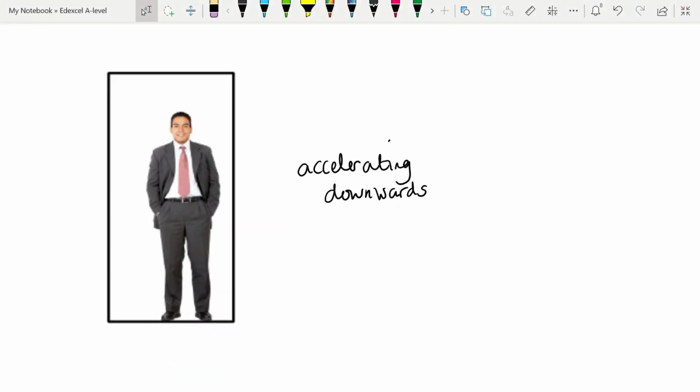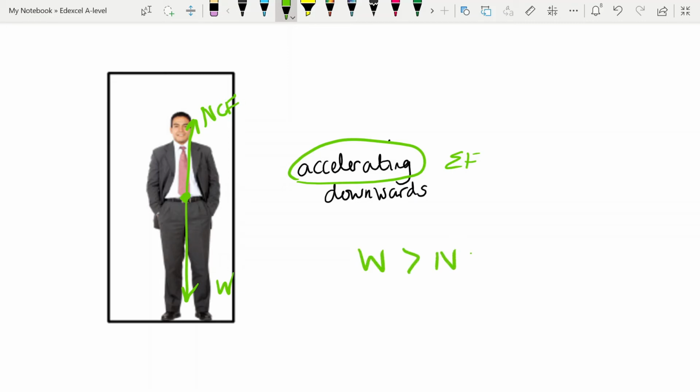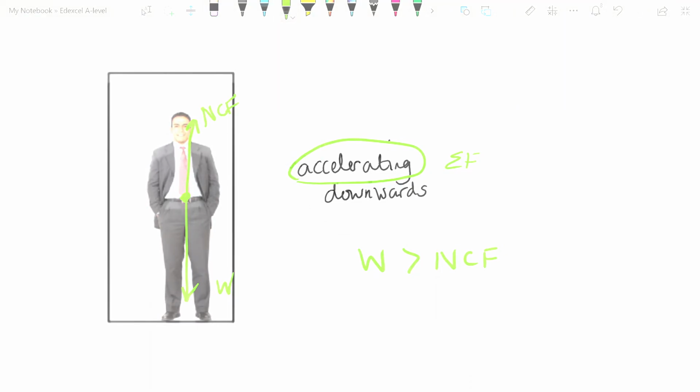What about when the man and the lift are accelerating downwards? Well, if they're accelerating, we know that we must have a resultant force downwards. And that means when we look at the weight of the man versus the normal contact force from the floor, the weight must be greater than the normal contact force because we must have a resultant force downwards in order for the lift to accelerate downwards.